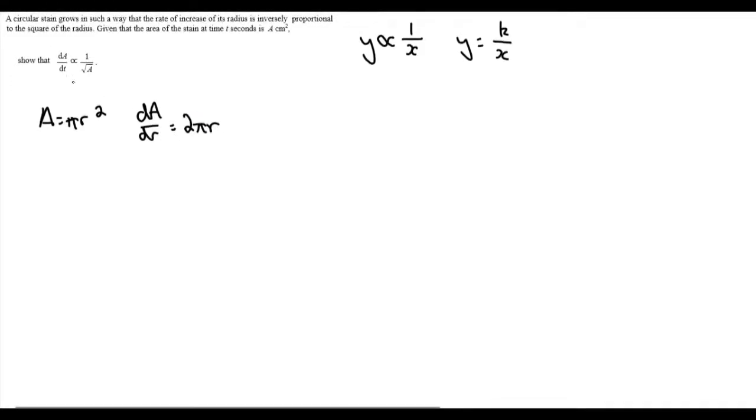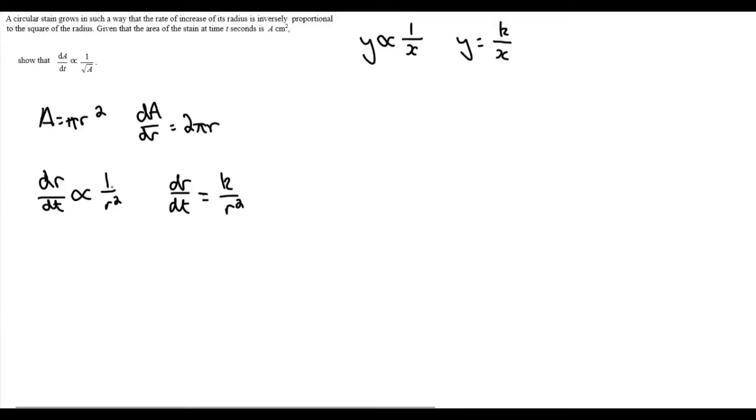We're after dA over dt though, so as before, we'll have to now find another differential, so we'll look to the statement. So we're saying that the rate of increase of the radius is inversely proportional to the square of the radius. So the rate of increase of radius will be dr over dt, and we're saying that this is inversely proportional to the square of the radius. Now, you can either do this, where you simply say that it's proportional to 1 over r squared here, or you can write that dr over dt equals k over r squared.